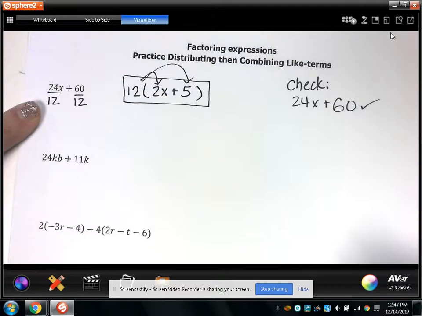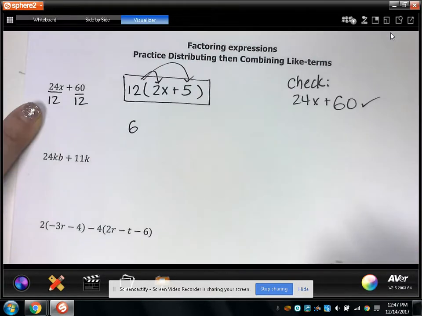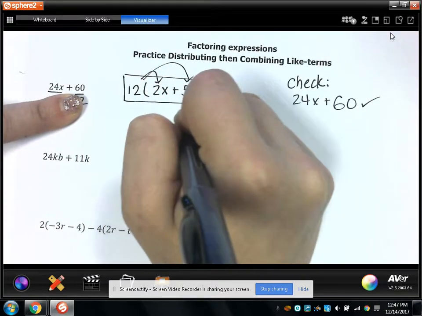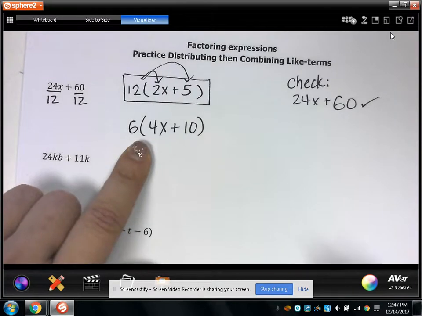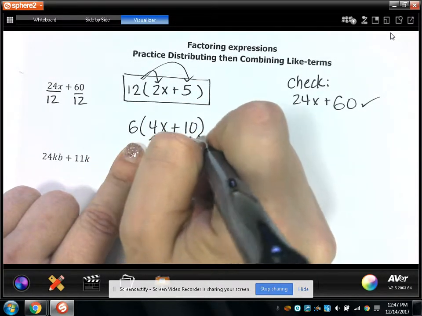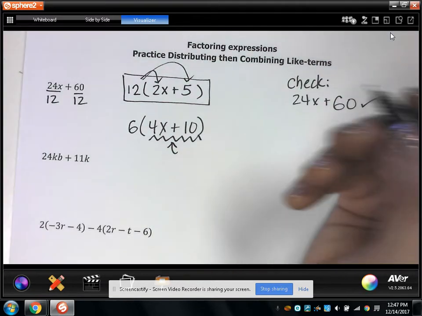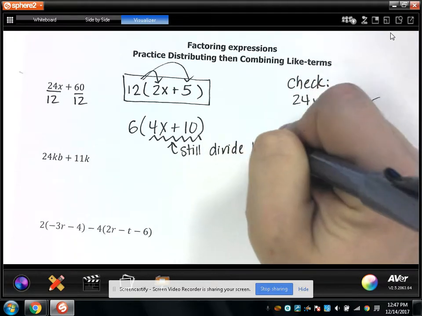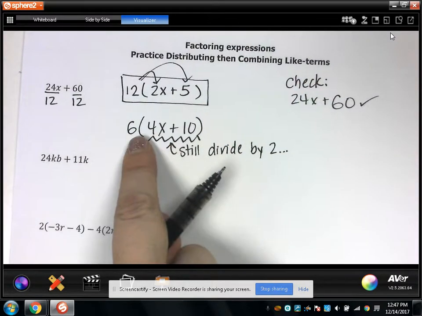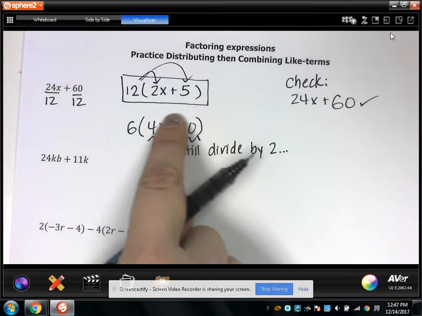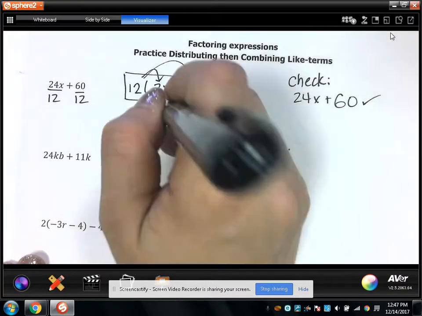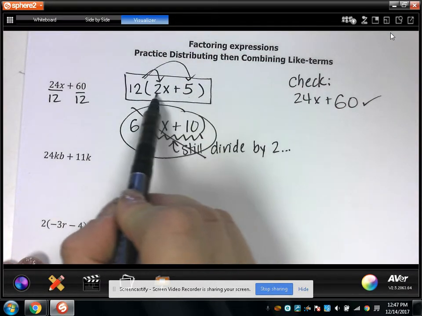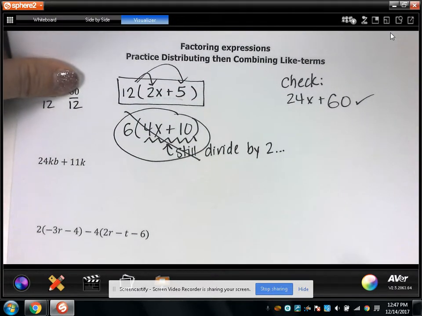Now, something you have to be careful of is if you use a number that's not the greatest common factor. For example, if I use the number 6 and I divided the terms by 6, I would have gotten 4x plus 10. And if I look inside the parentheses, I would see that I could still divide both of these terms by 2. So I did factor it, but I didn't factor it completely because I still could divide both these terms by a common number. So this would not be factored completely. So you got to check inside your parentheses to make sure they can't be divided by any other number.